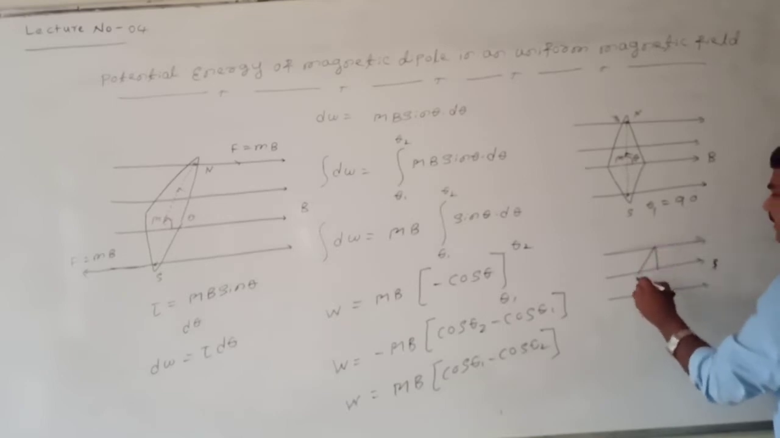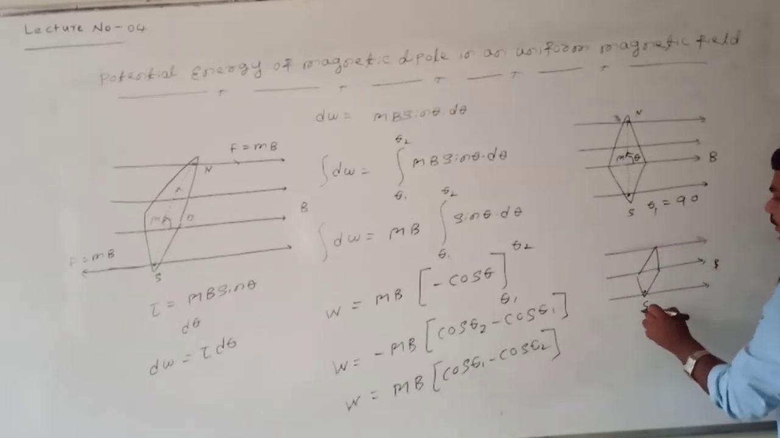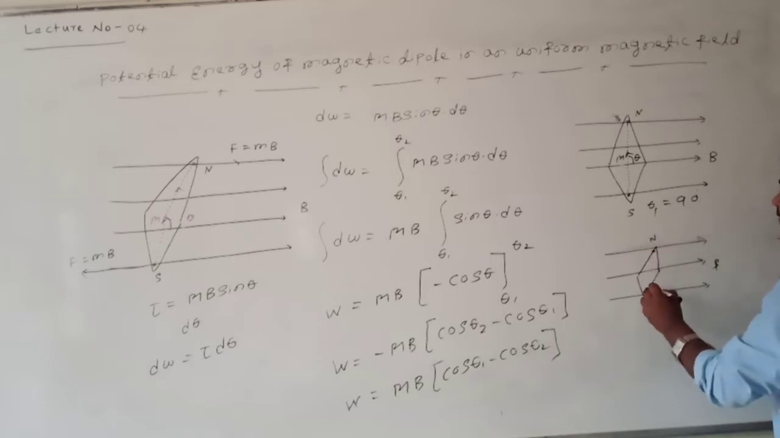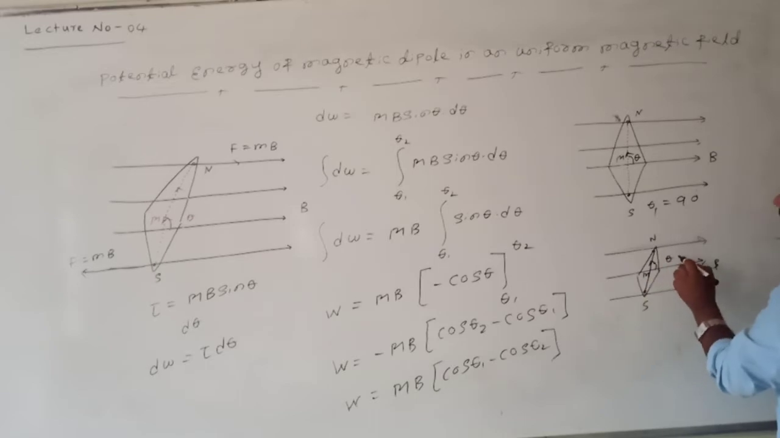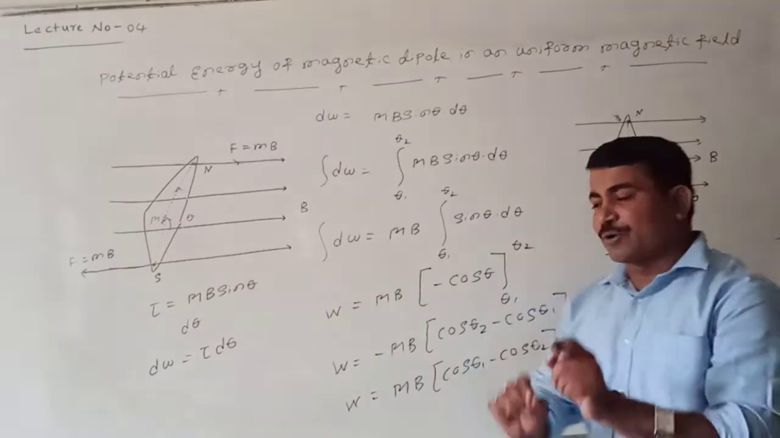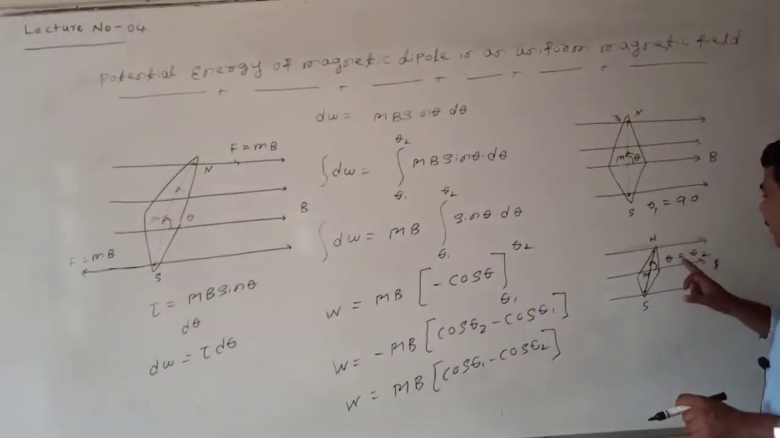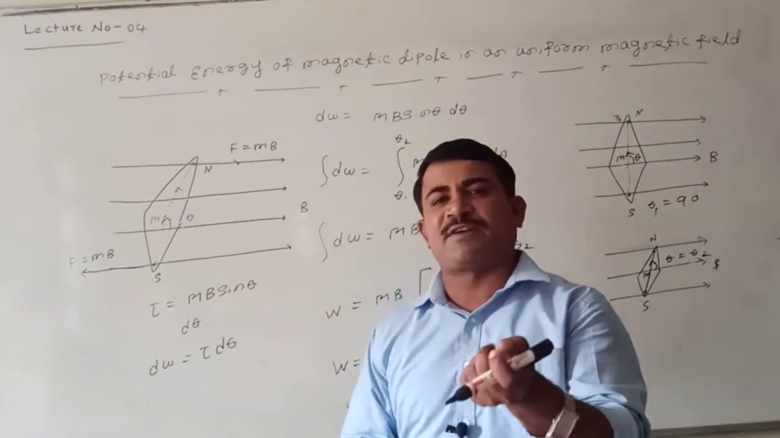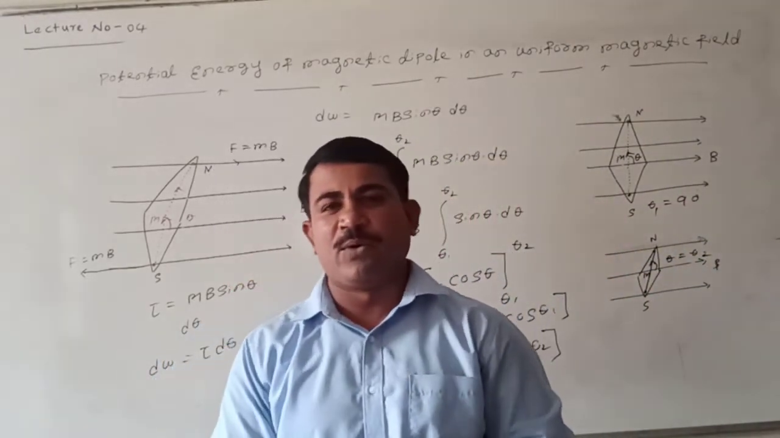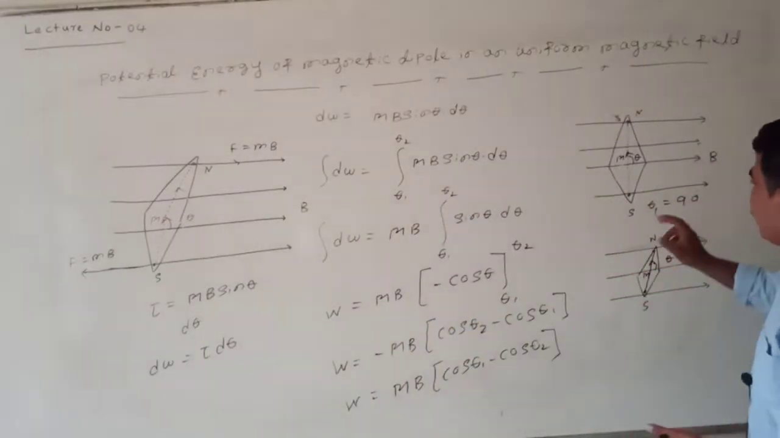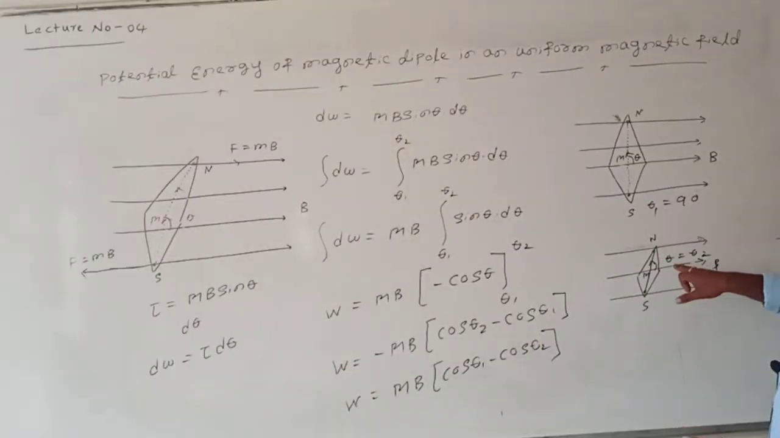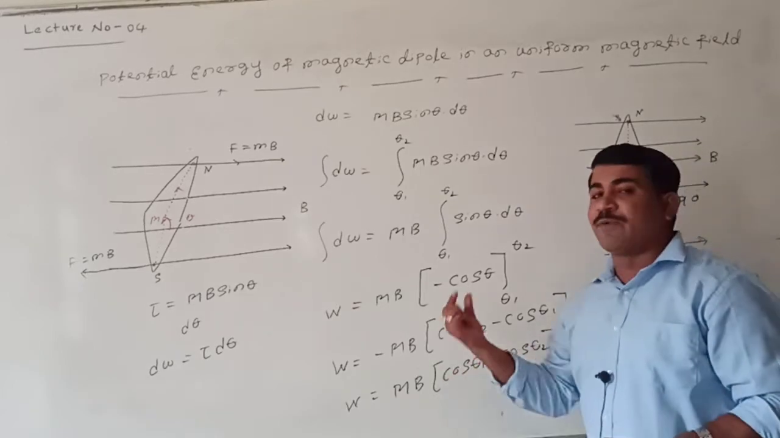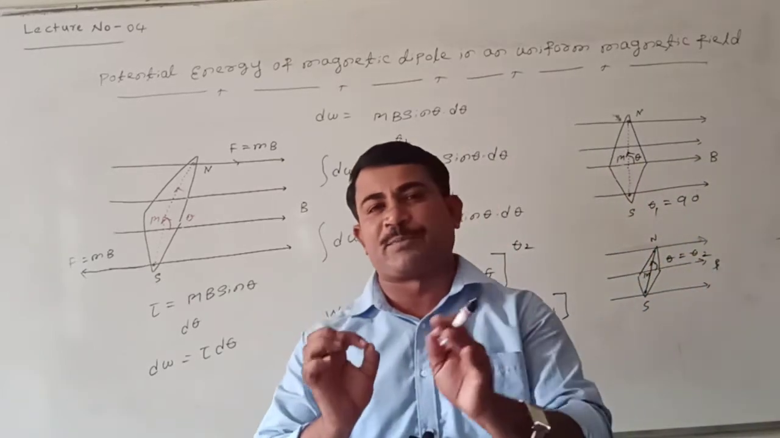Now I will take this as a magnetic dipole. So this is the south pole. What about this? This is the north pole. This is nothing but the direction of the magnetic dipole moment, represented by capital M. Now this is some angle, theta 2. When the dipole rotates from theta 1 is equal to 90 degree to theta 2, whatever value, it may be 60 degree, 30 degree, or 0 degree, then this total work done is stored as magnetic potential energy.